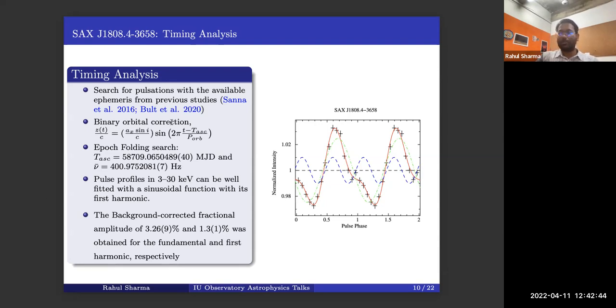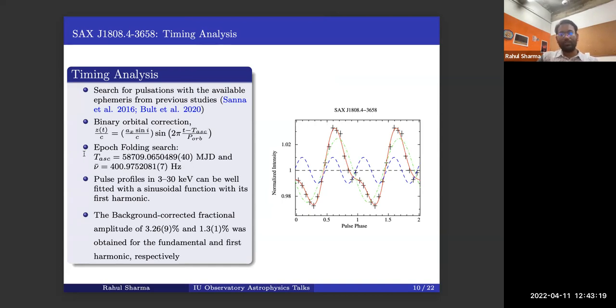So we correct for the binary orbital motion, where there is a time delay because of the binary period. This is called the orbital delay, or binary Doppler delay. The delay can be of the order of milliseconds, around 60 milliseconds, which is the projected semi-major axis of this source. First we corrected it using what we know beforehand from previous observations: its orbital period and the projected semi-major axis. So we corrected for the time of the ascending node.